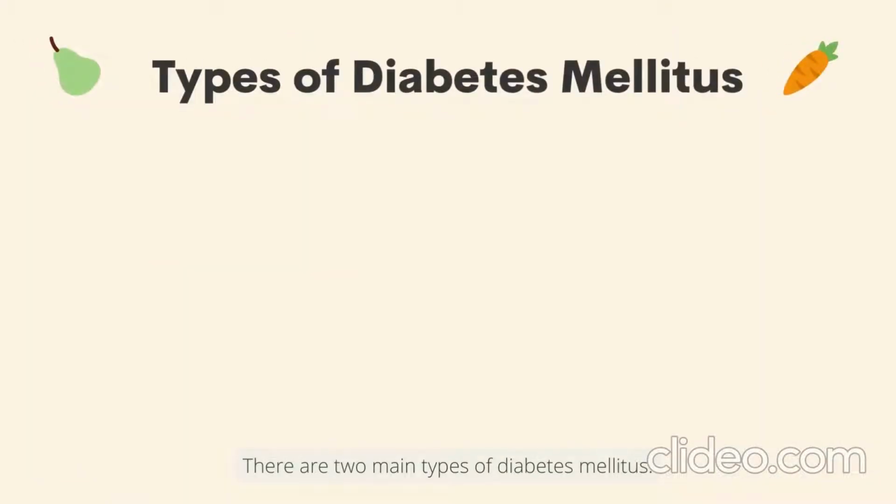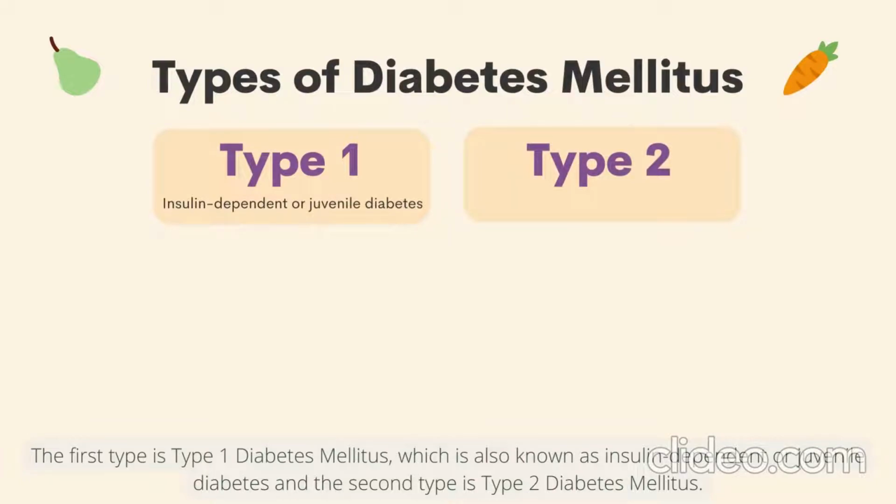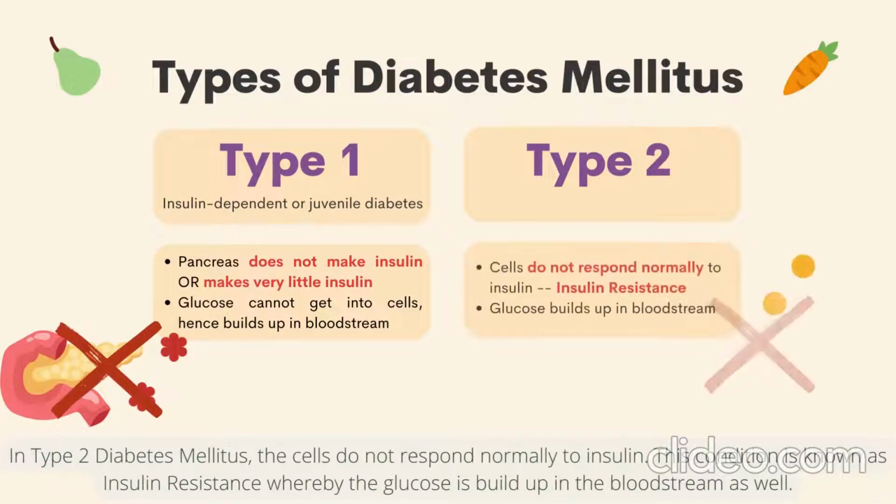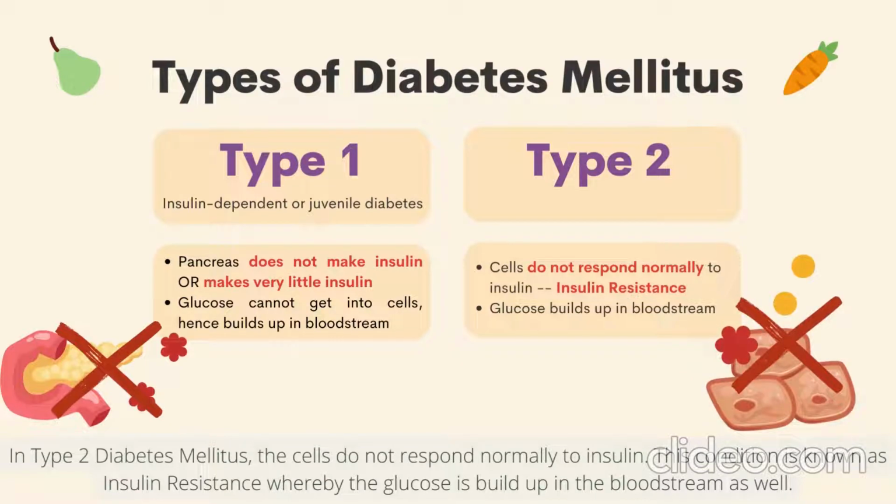There are two main types of diabetes mellitus. The first type is type 1 diabetes mellitus, which is also known as insulin-dependent or juvenile diabetes, and the second type is type 2 diabetes mellitus. In type 1 diabetes mellitus, the pancreas does not make insulin or makes very little insulin. The glucose cannot get into the cells, hence leading to high blood glucose levels. In type 2 diabetes mellitus, the cells do not respond normally to insulin. This condition is known as insulin resistance, whereby the glucose is built up in the bloodstream as well.